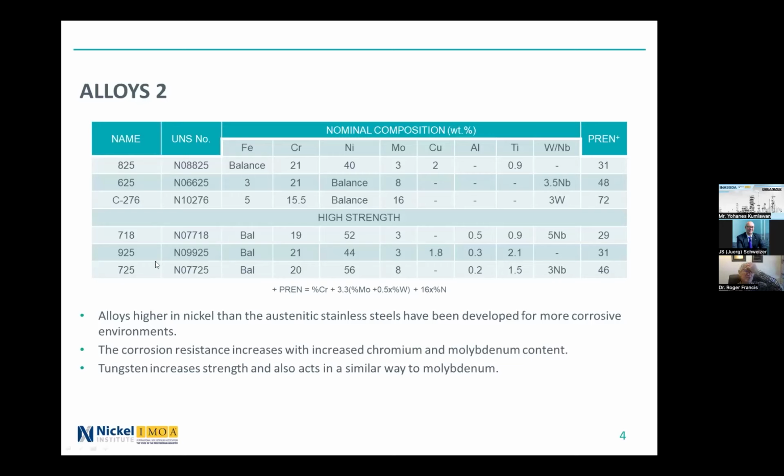Now, what I haven't mentioned is these three alloys here. 718 is a high strength nickel alloy, and the high strength is obtained by aging. It's widely used in the oil and gas industry. It's been around a long time and it's still used extensively. 925 is the age-hardening version of alloy 825. Similar composition, but it can be heat-treated to get higher strength. And 725 is the age-hardening version of 625. And this alloy has found lots of applications in the oil and gas industry.